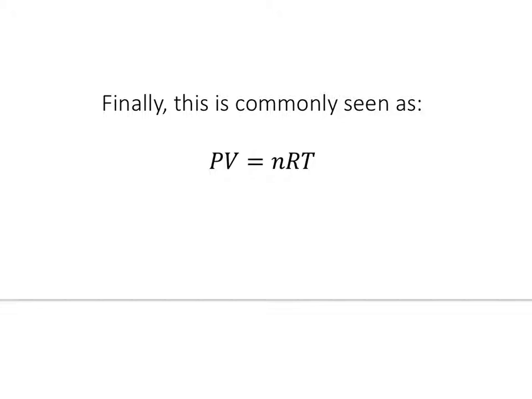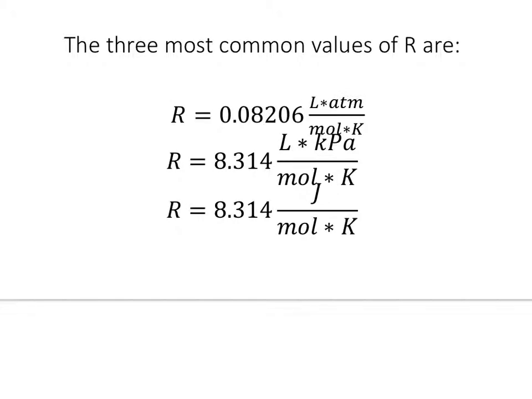Now, commonly, though, we rearrange that, and this is what we call our ideal gas law: P times V is equal to N times R times T. Commonly, we call that PIV-NERT. Okay, PIV-NERT. So that is our ideal gas law. It is wonderful, it is useful, but yes, we need to know those values of R. So here are our three most common values of R. 0.08206 times those units, 8.314 times those, or 8.314 times those.